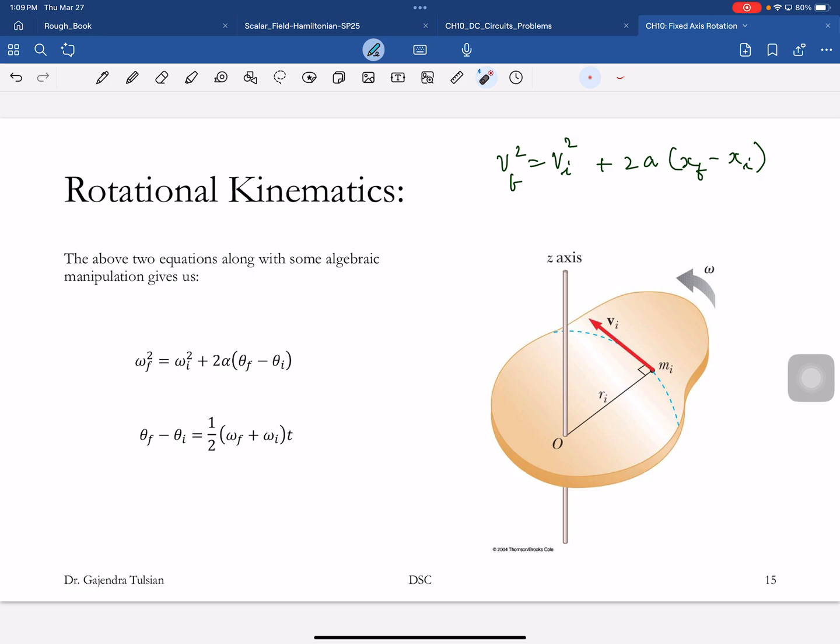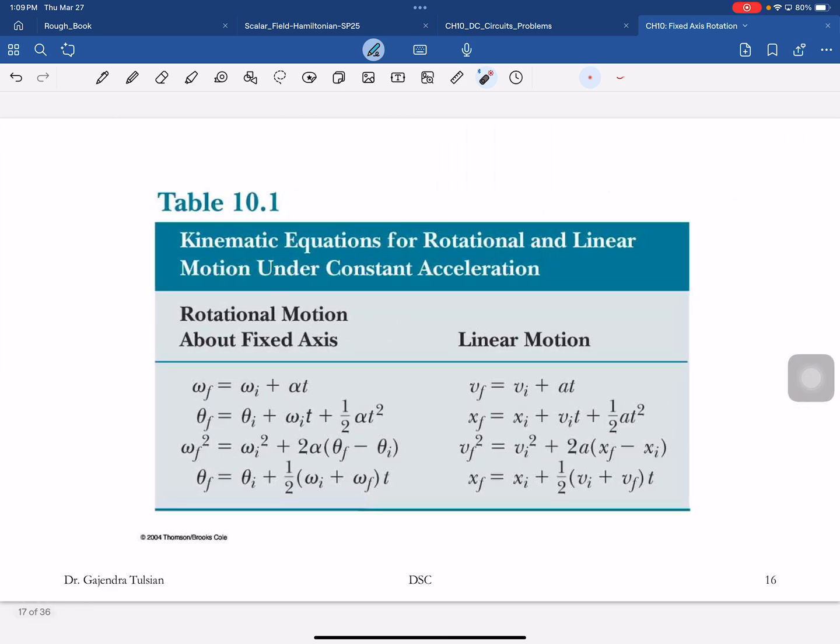All right, so here are the equations summarized. These equations are valid under constant acceleration. So constant linear acceleration, constant a and alpha.